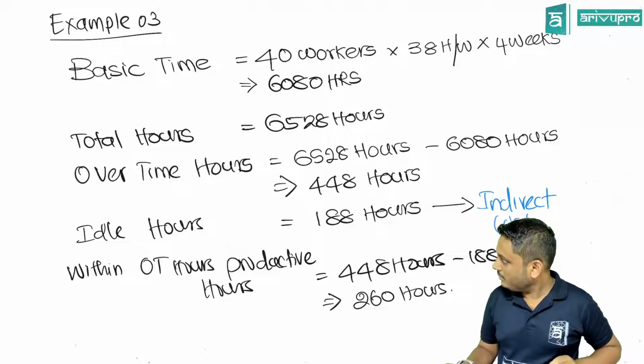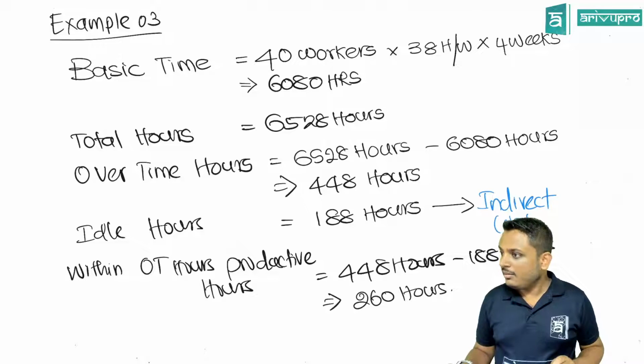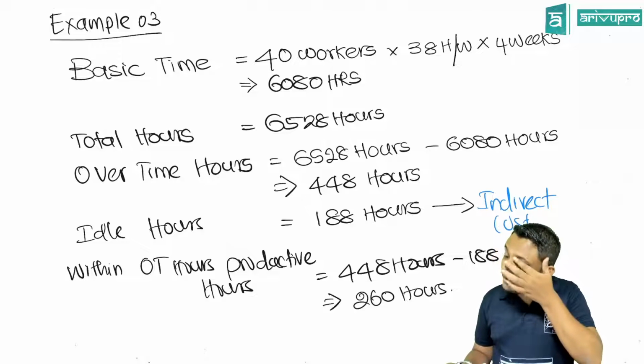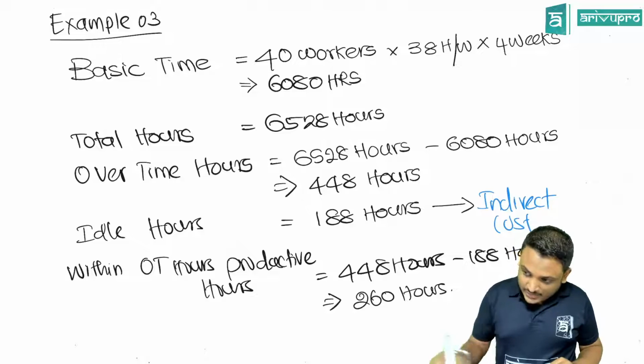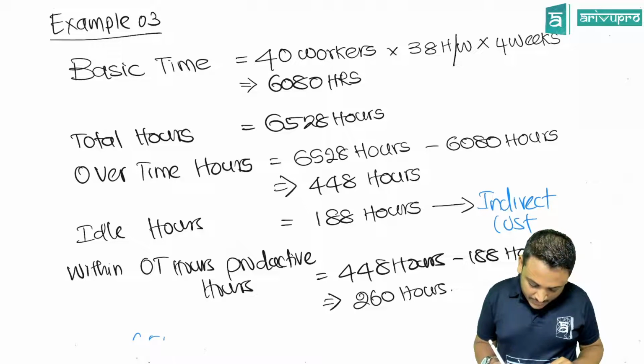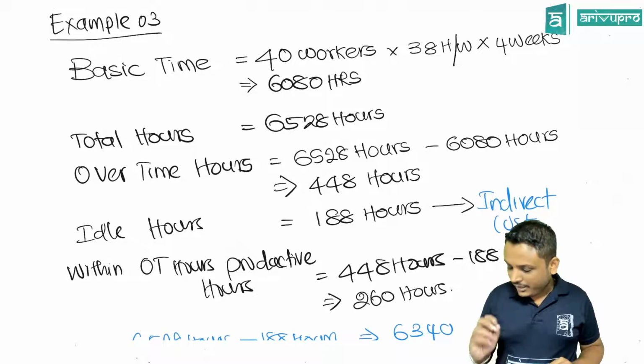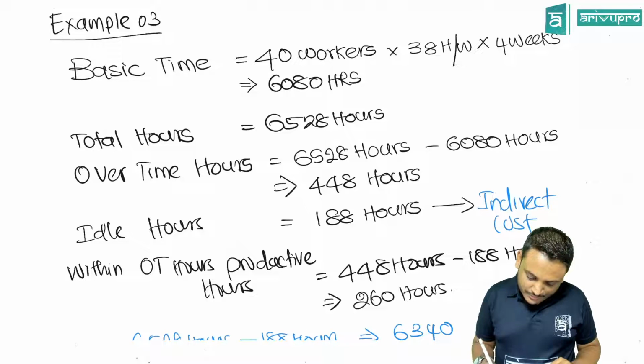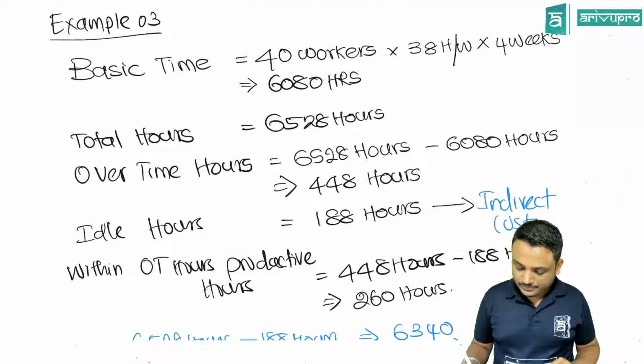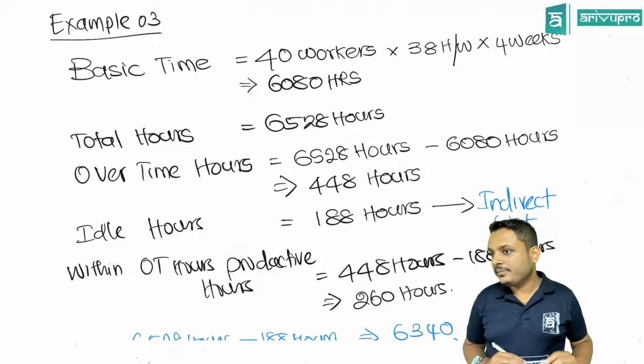Can you take it? But we won't get the same answer. Do we get the same answer? No, we don't. I'll take it like this. Total hours 6,528 minus 188 hours idle equals 6,340. Out of this, basic hours 6,080. Minus and get the value: 260. This is OT but productive hours. Now clear?